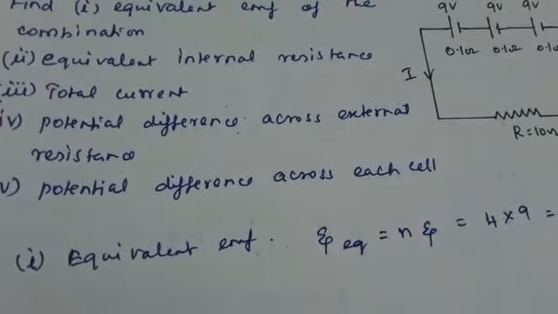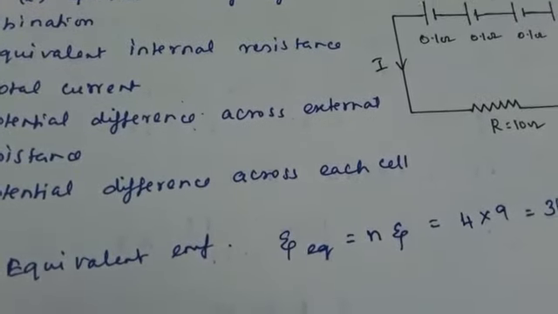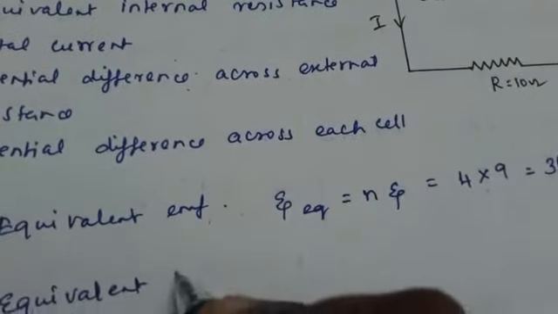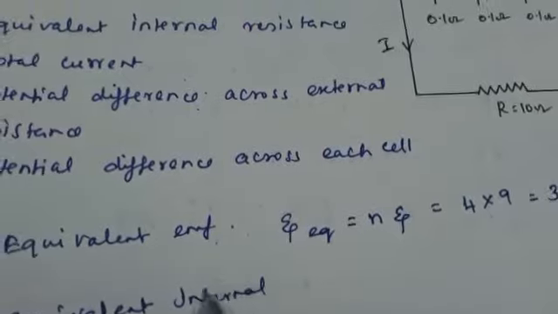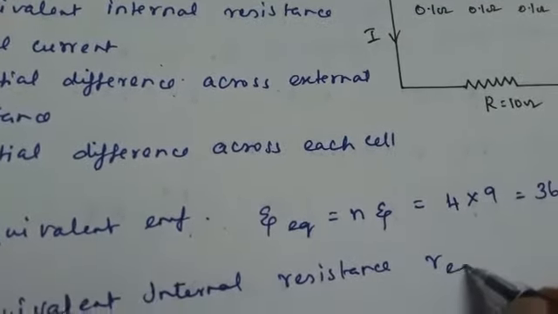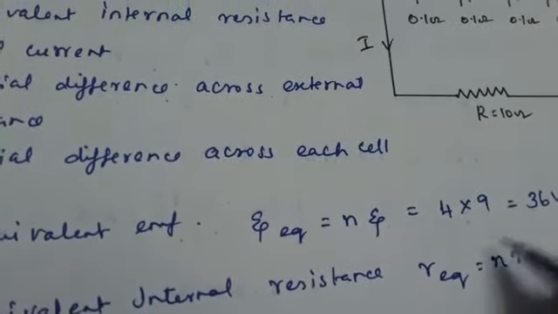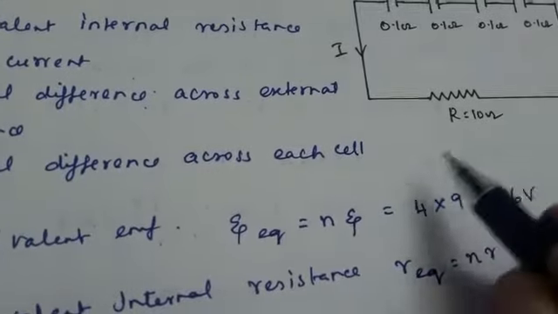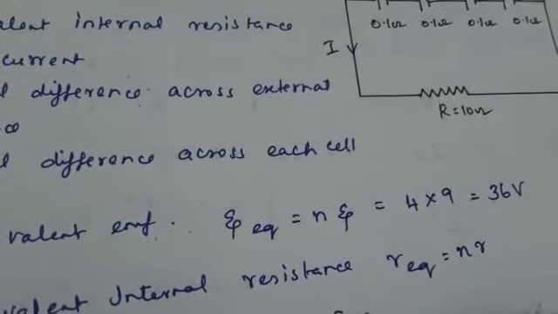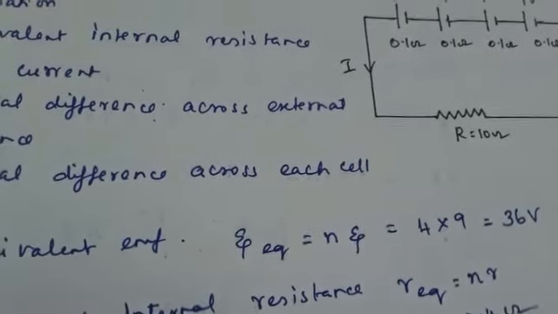Second part, equivalent internal resistance. That is given by the formula R equivalent is equal to N into R. How many cells are there? 4. And each one has 0.1 ohm as the internal resistance. So what can you write? 4 into 0.1. That is 0.4 ohm. That is your R equivalent.